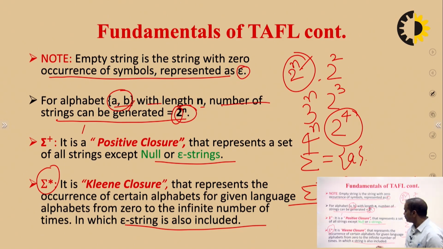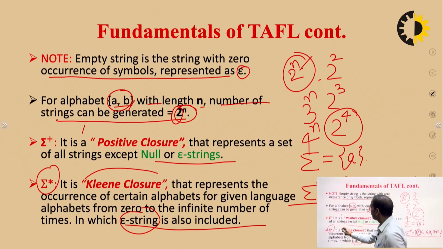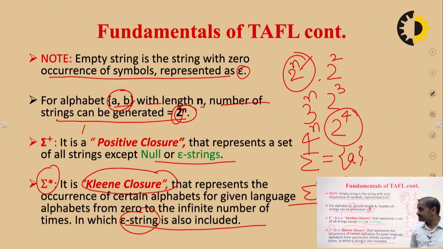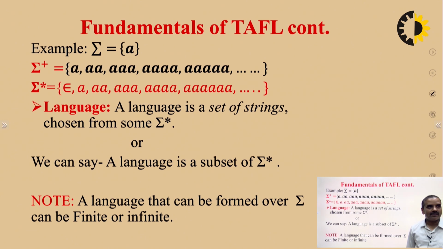If we have to remove the null, then we give sigma plus. This is the basic difference between sigma plus and sigma star. Sigma star is called Kleene closure, and this is an important point. This is an example in which we show how to calculate sigma plus and sigma star.